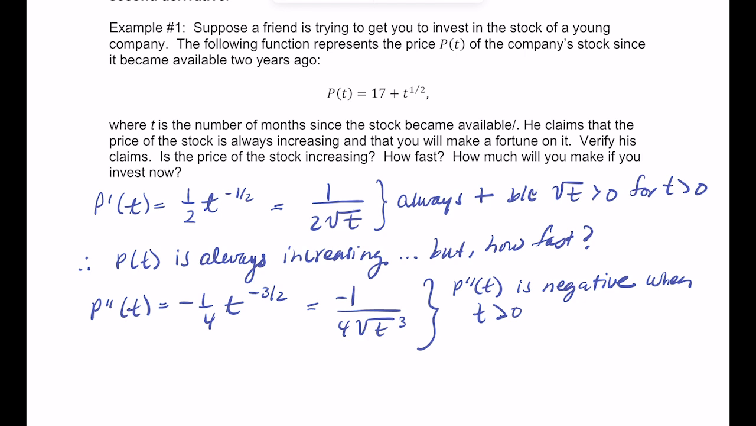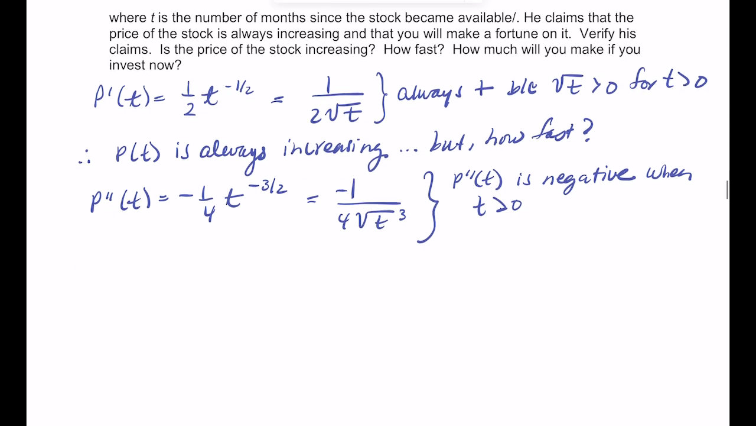So what does that tell me? It tells me that the rate of increase in the price does decrease for t greater than 0. So therefore, the price of the company's stock is not going to drop, but the amount of return will not be the fortune that your friend predicts. Okay, so I can show you some examples of why that is.